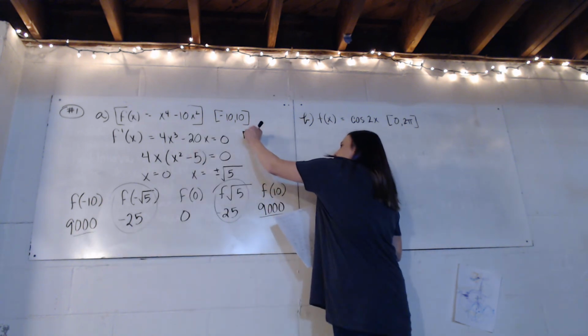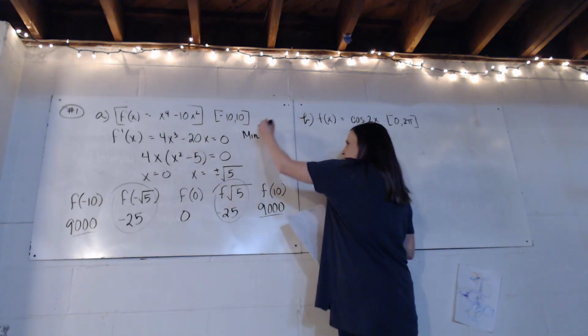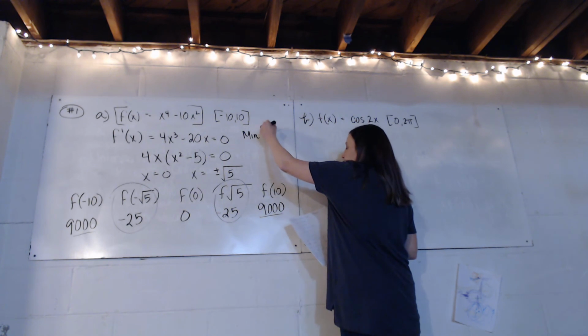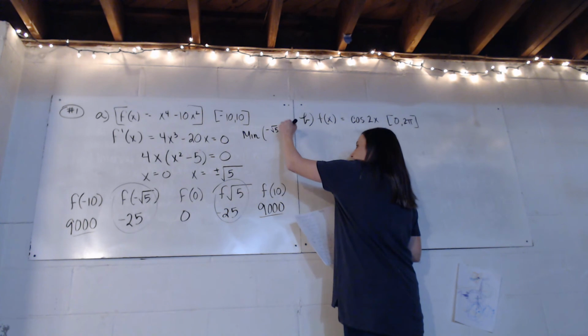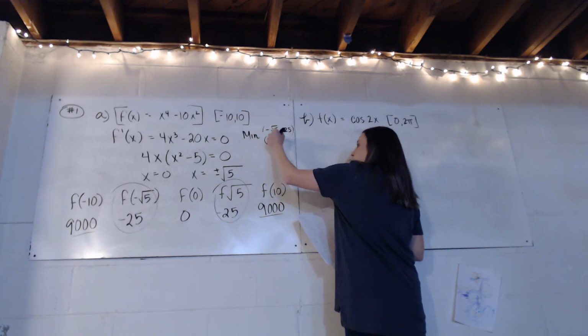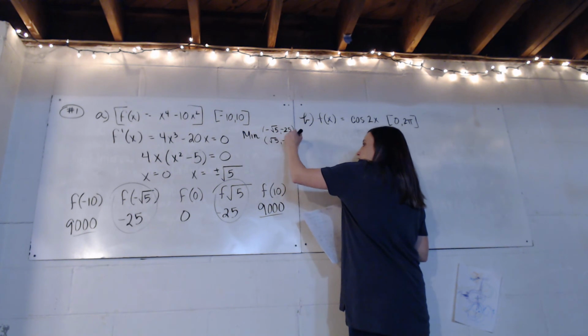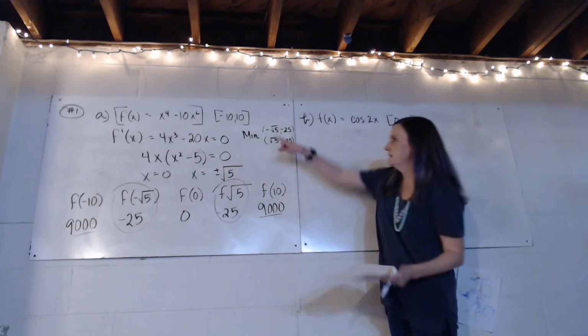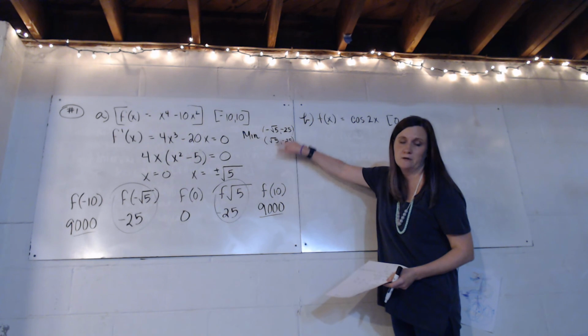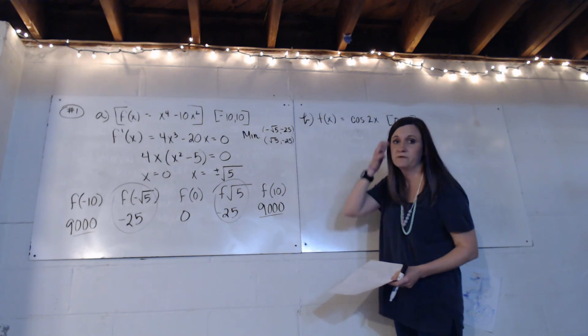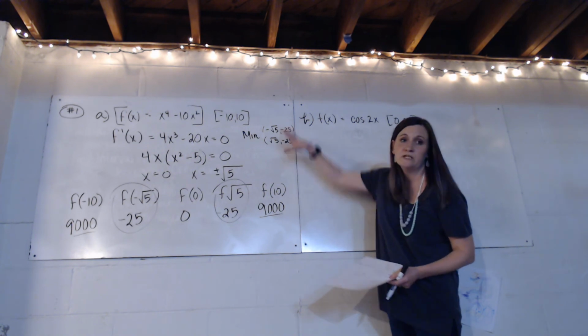So we can say our minimums occur when x is plus or minus the square root of 5. If you want to be official, you could say at negative square root of 5, negative 25 would be my value. Positive square root of 5, negative 25. I'm okay if you just say it occurs at negative square root of 5, positive square root of 5, but this would be your more formal notation.